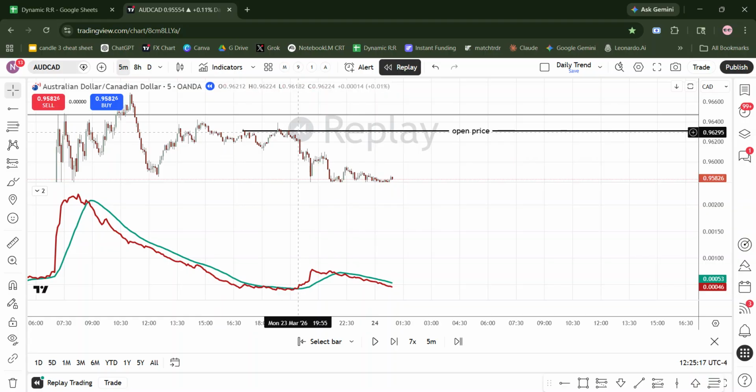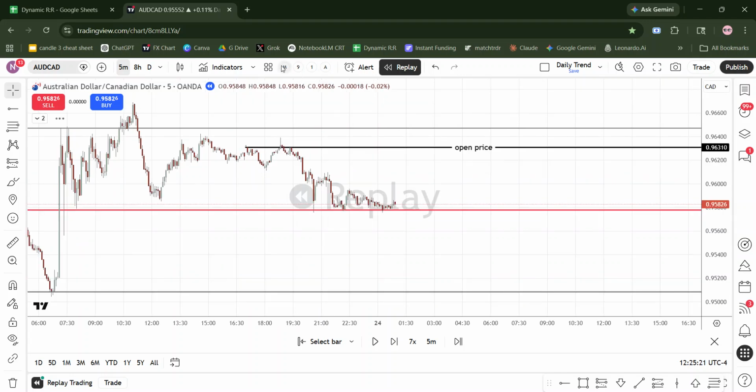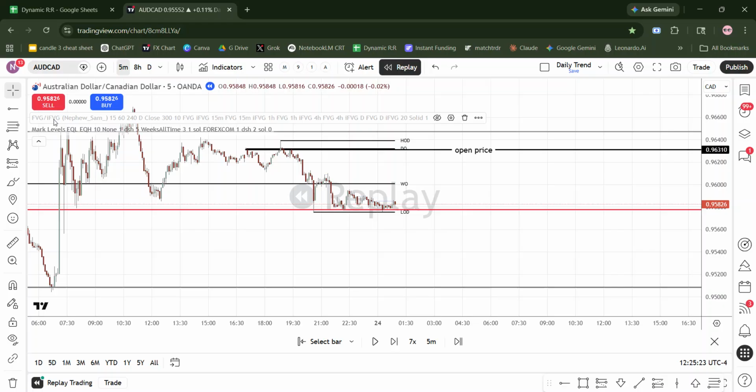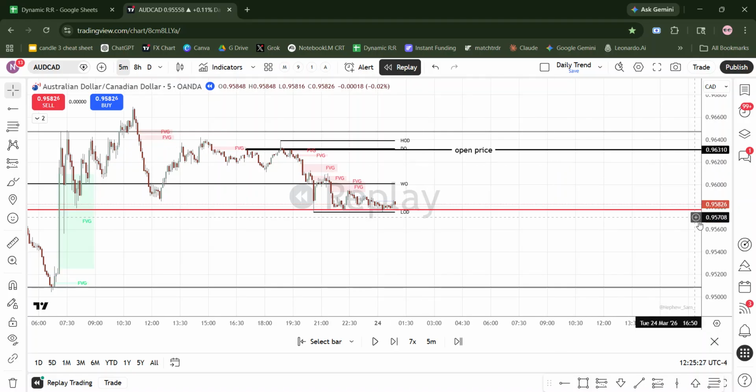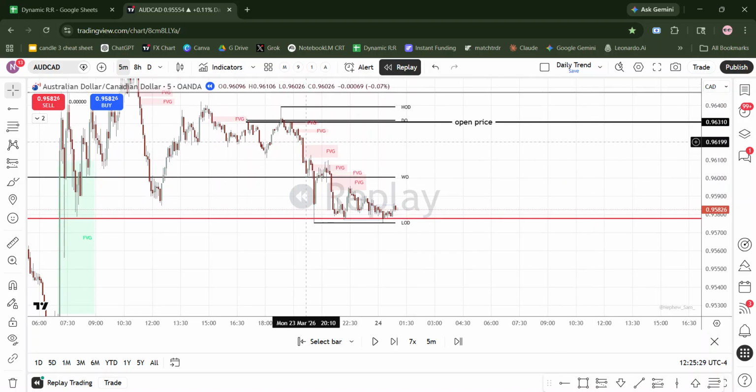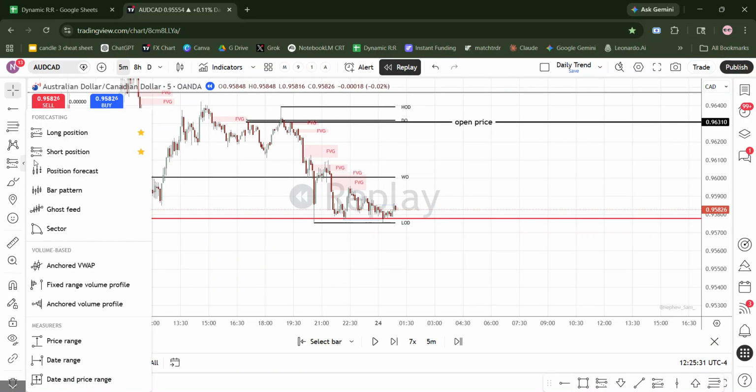And again, I'm not saying this is necessarily an entry signal either. The best entry signal to me is still fair value gaps, but fair value gaps combined with the ATR could be a good combination. So there's our fair value gap right there. So let's see a short position.